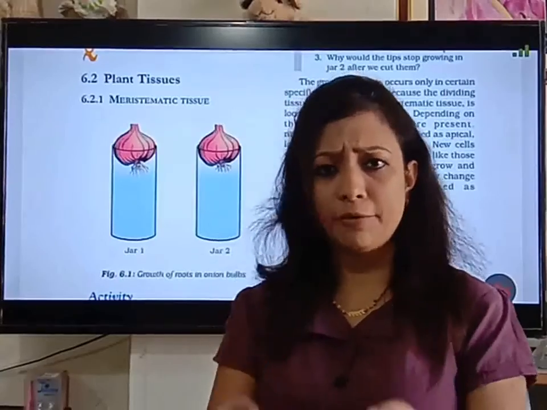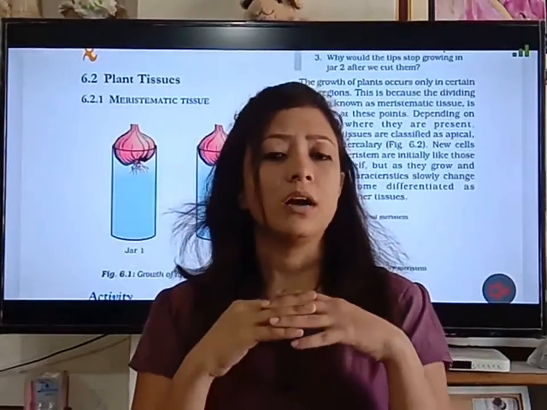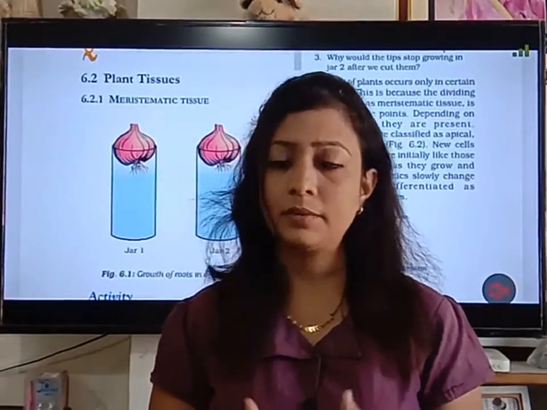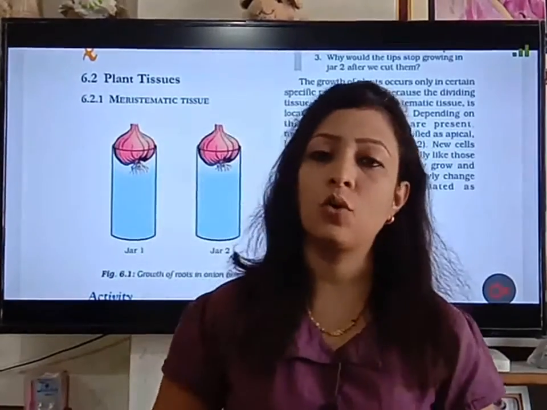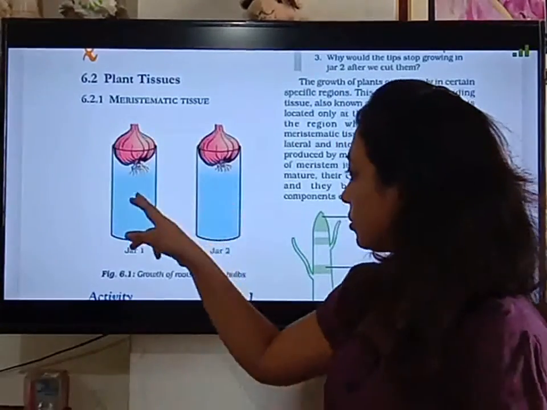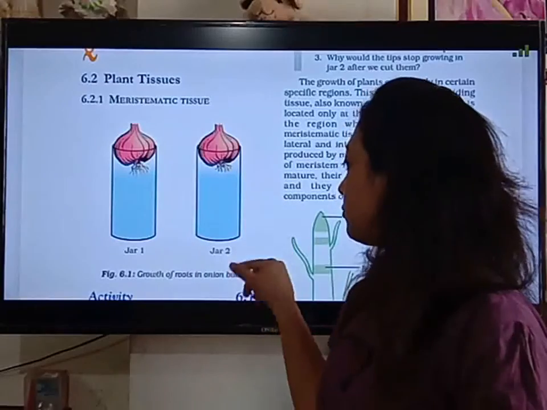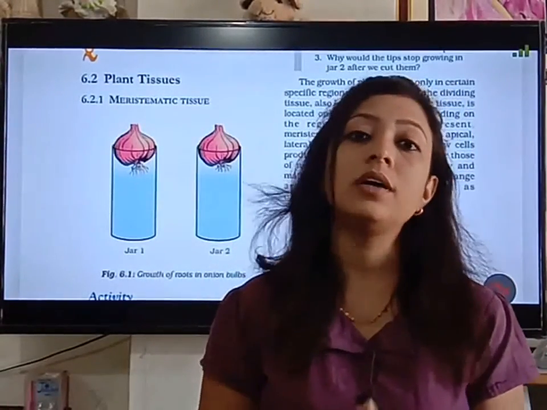But children, if we keep the roots or stem or leaf of any plant in an artificially prepared medium, that technique is called tissue culture. By tissue culture we can grow a plant from any part of the plant body, but here, only in the water medium, we cannot do that. So if the meristematic tissues are cut from the roots of onion from jar 2, you will not observe further growth of the root.